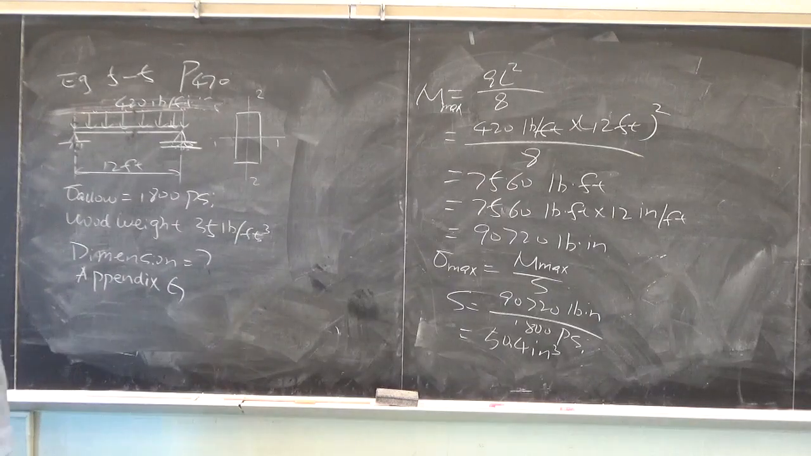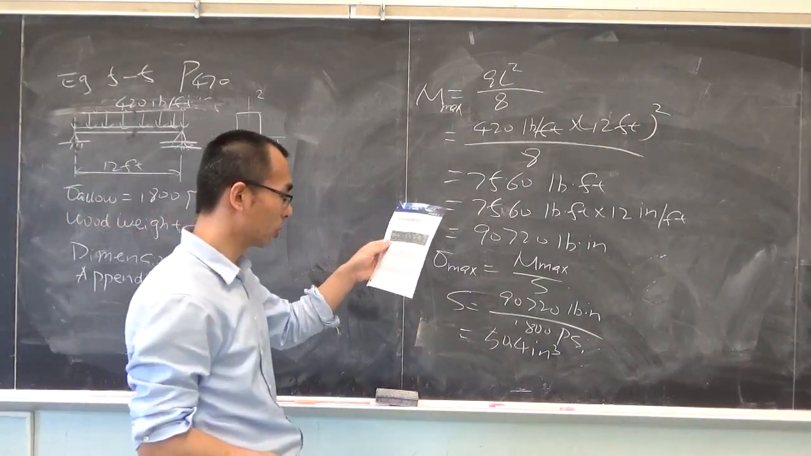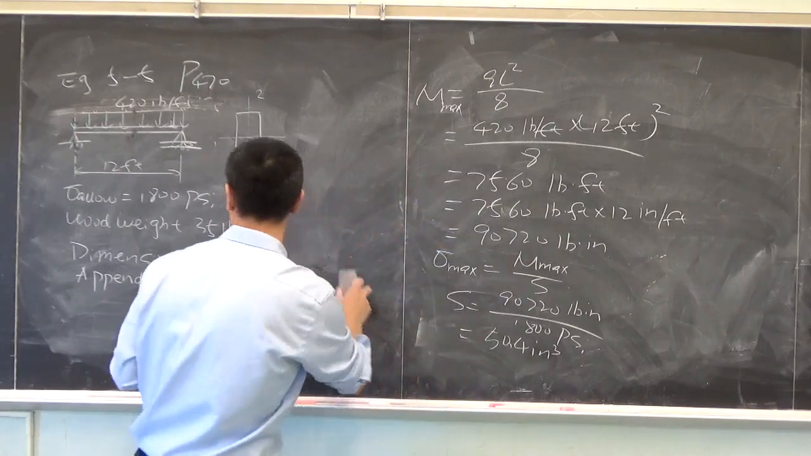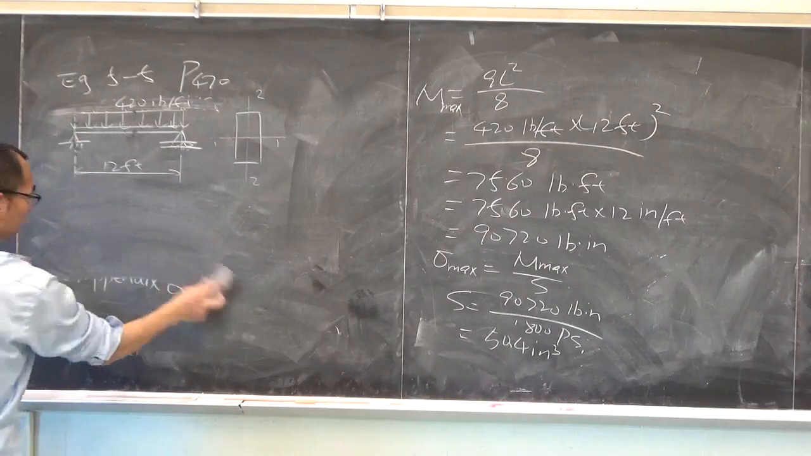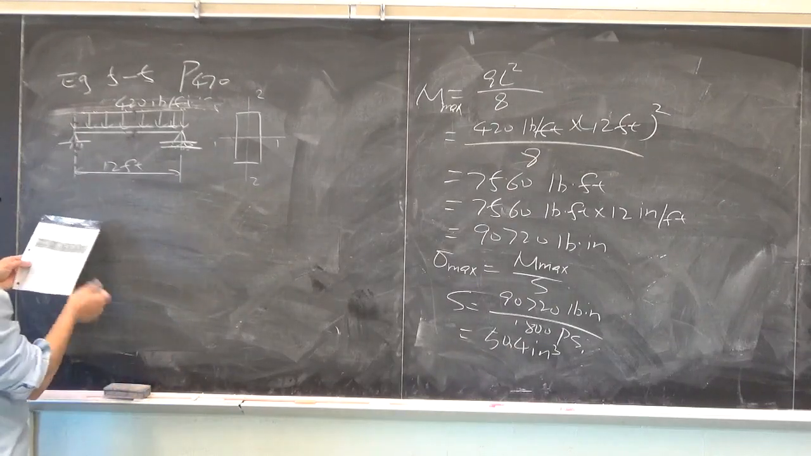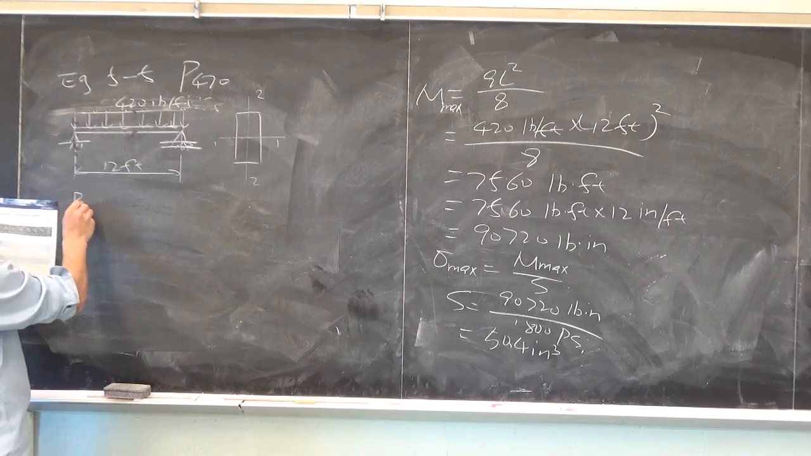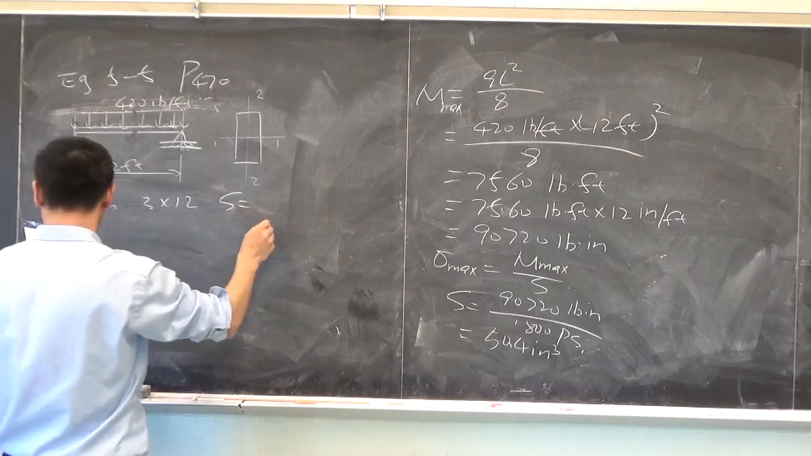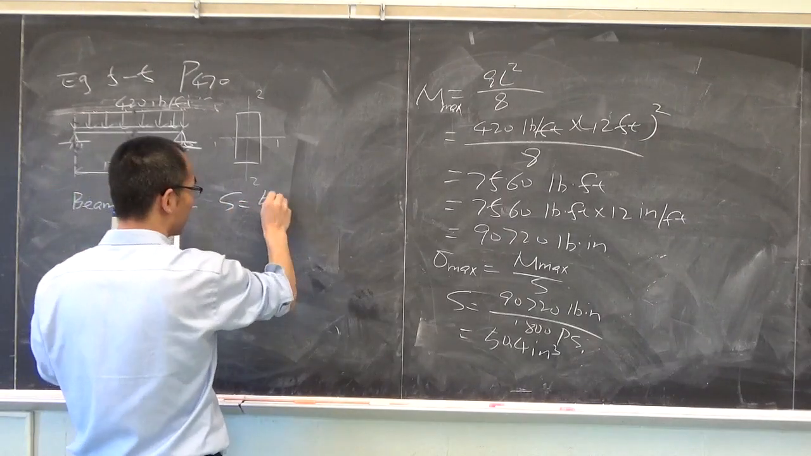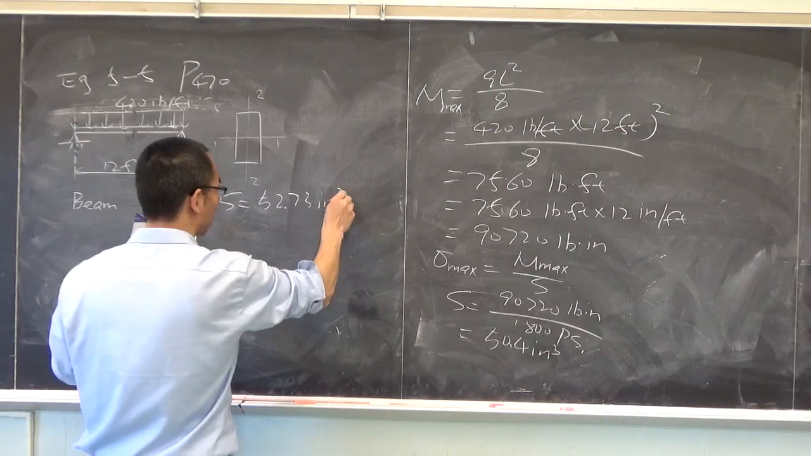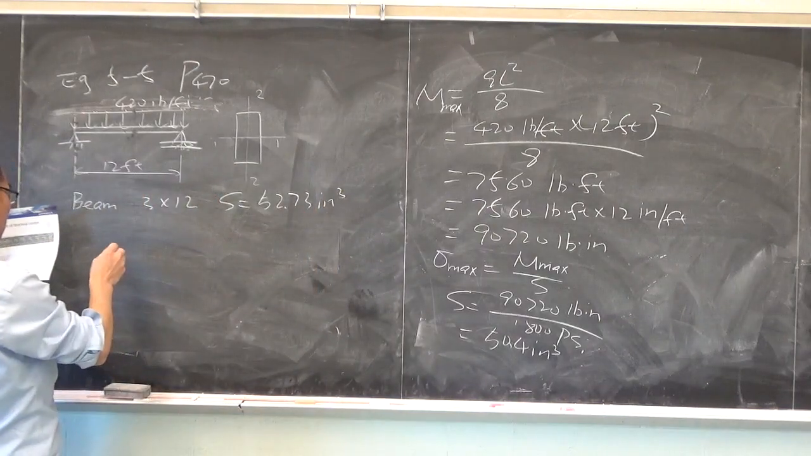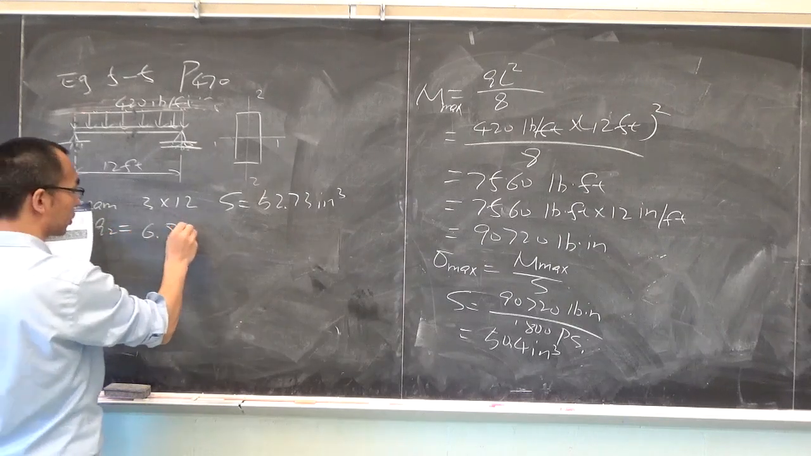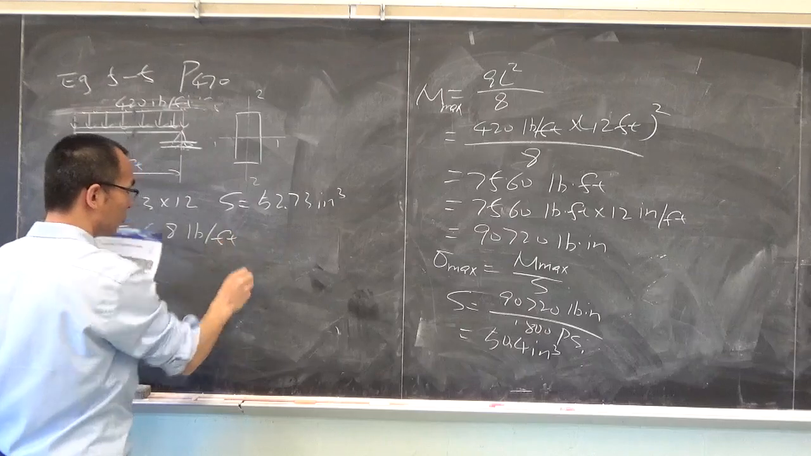Then you look at the table, you will see, just a plus 2 or 3, right? So you will have, okay, beam 3 by 12, okay? Section modulus is equal to 52.73. And the load, okay, q2 is equal to 6.8 pounds per foot.